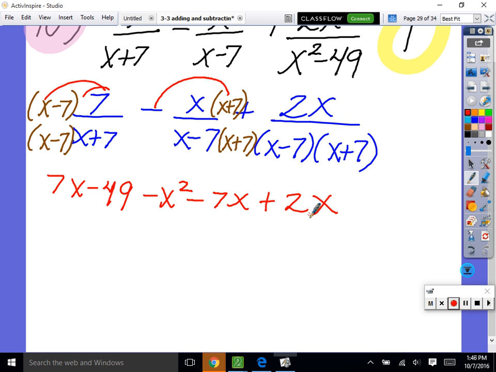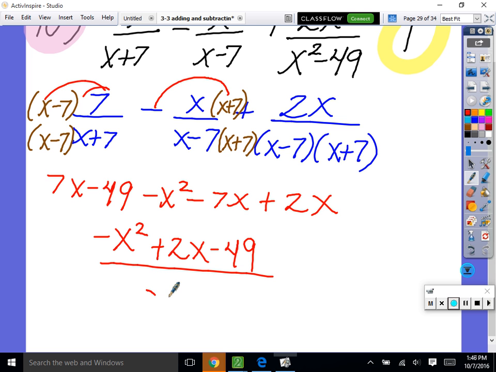So is your issue with the negative most likely? Yes. Did you get that fixed? Okay. So we have on top negative x squared, plus 2x minus 49. Did you get it? Awesome.